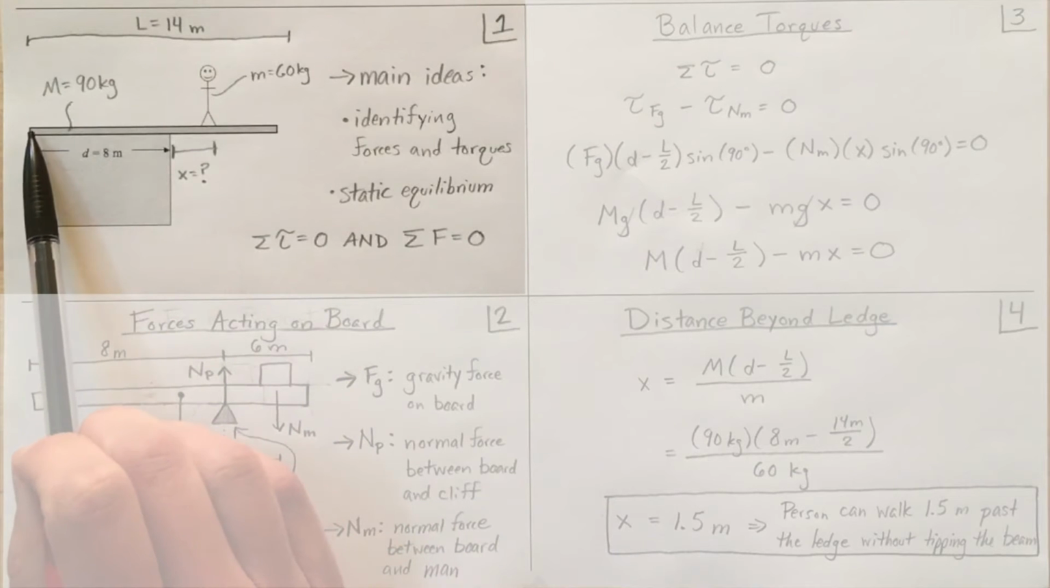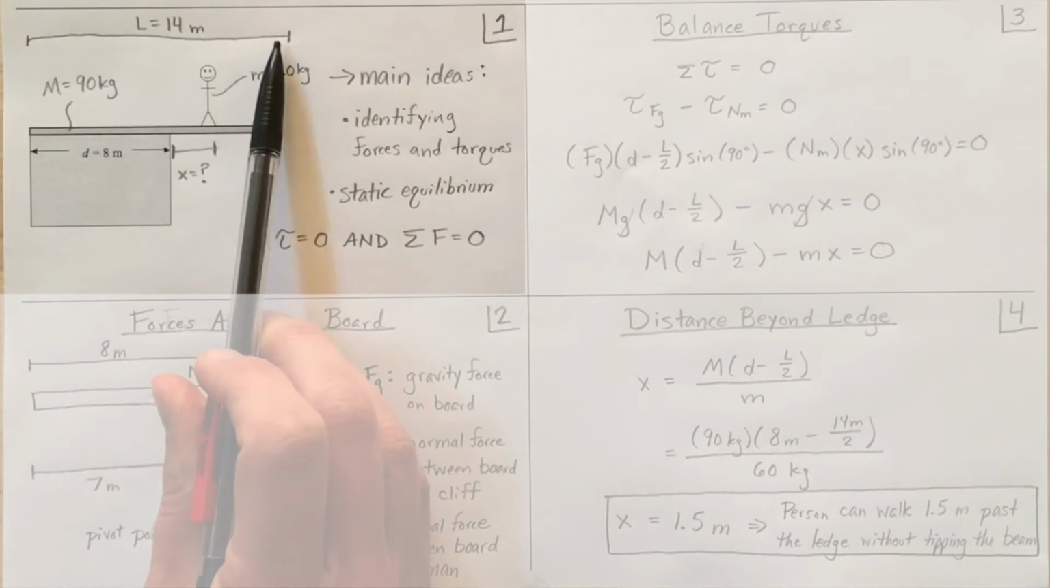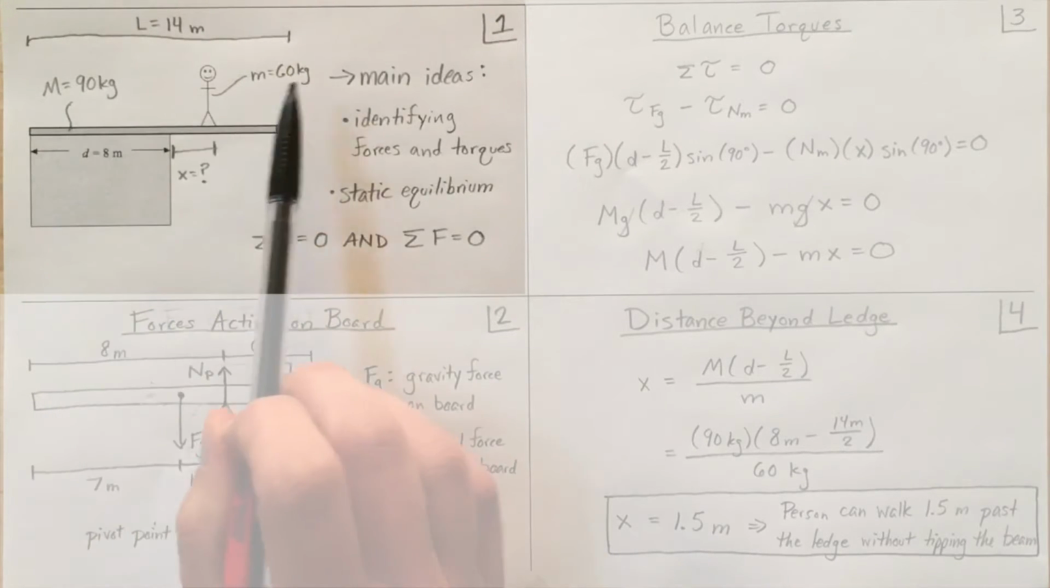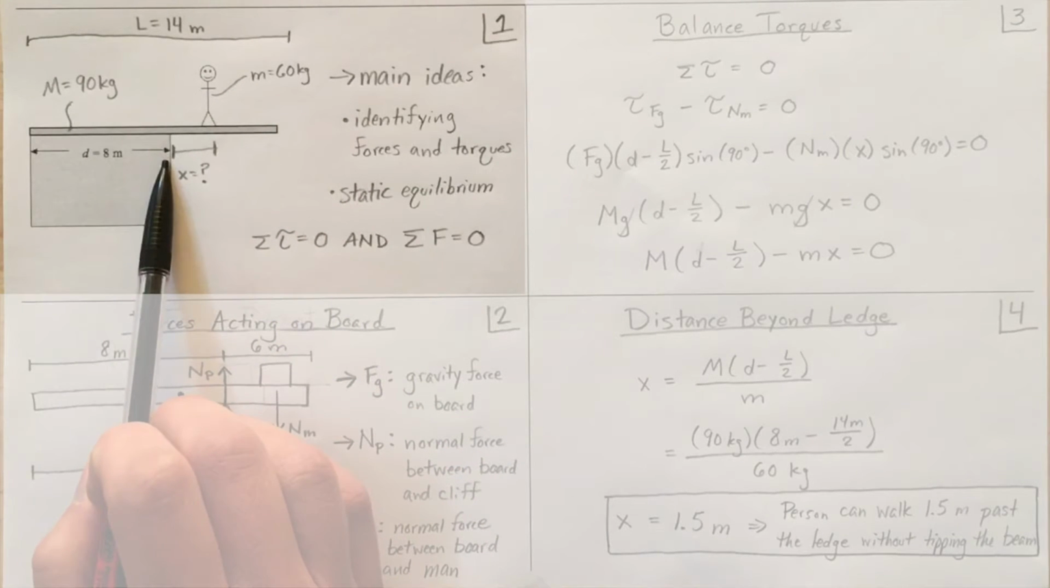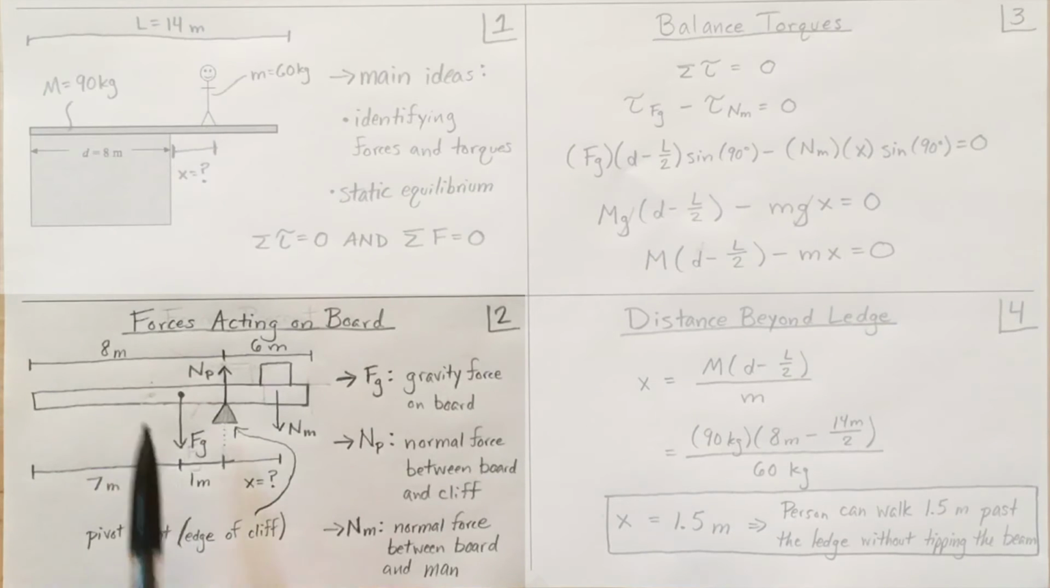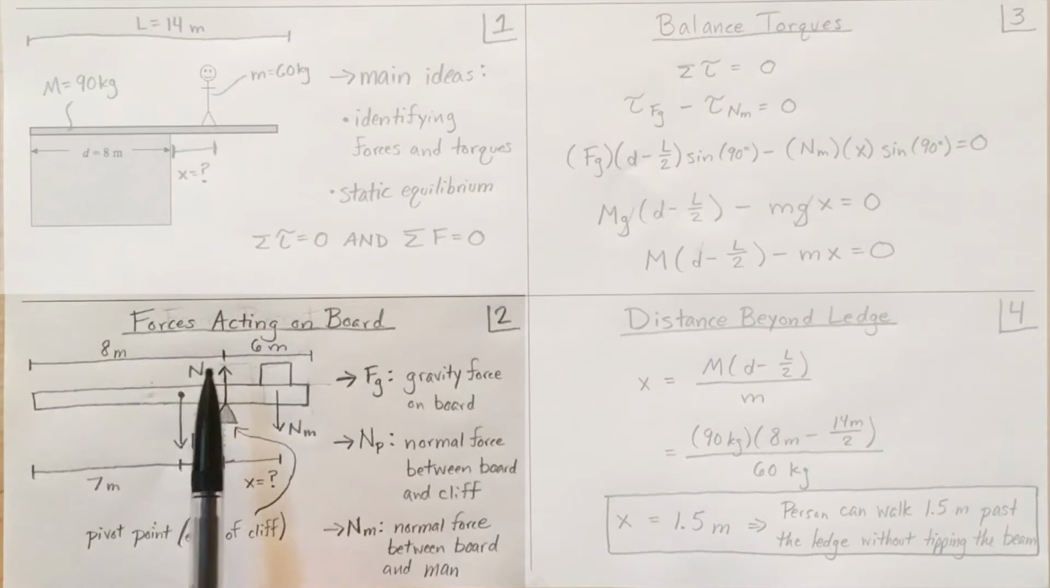We are also told that the beam is 14 meters long. We are told its mass, the mass of the person, and how far the ledge extends. The first step is to determine what forces are acting on the board and where exactly they are acting in relation to the pivot point. The pivot point is the edge of the cliff.